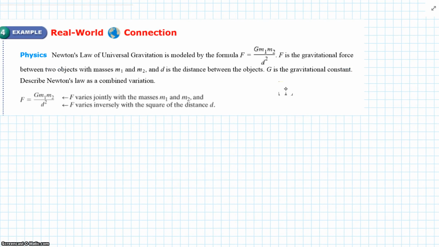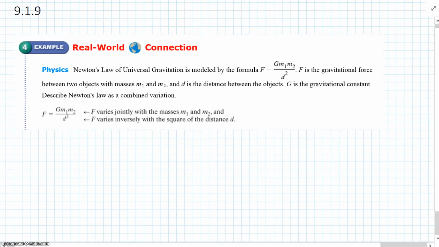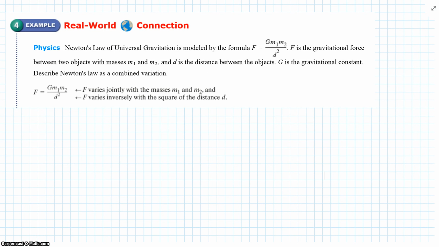So real world connection says this. Newton's law of universal gravitation is modeled by the formula F, the gravitational force, equals G m1 m2 over d squared. So F is the gravitational force between the objects of mass 1 and mass 2, and d is the distance between the objects. G is the gravitational constant. Describe Newton's law as a combined variation. So we would say F varies jointly with masses m1 and m2, and inversely with the square of the distance.